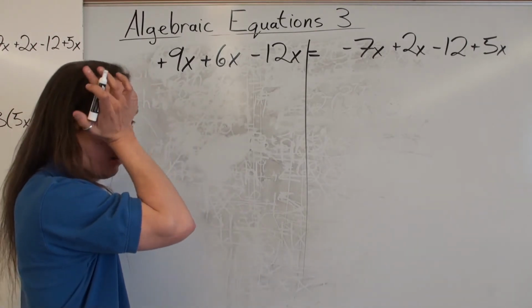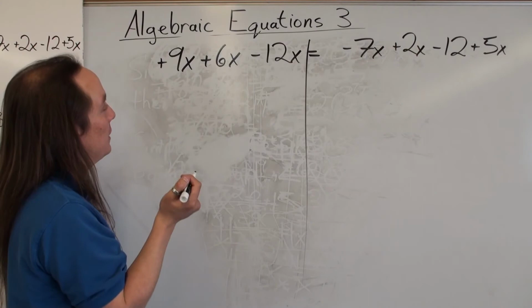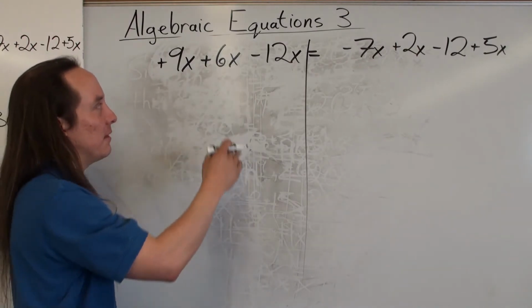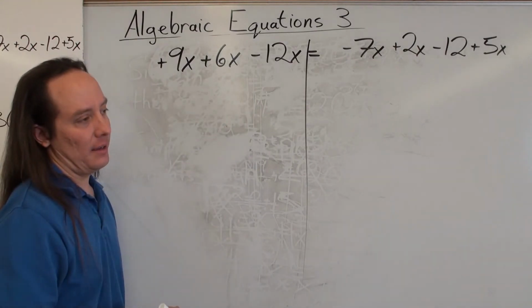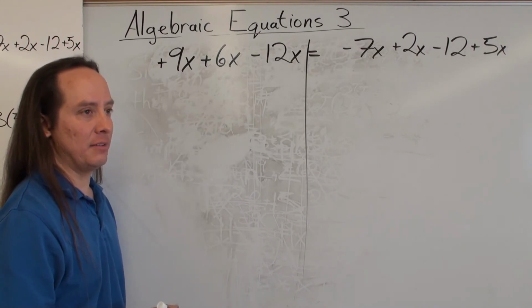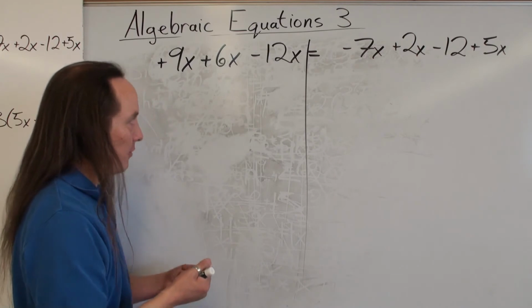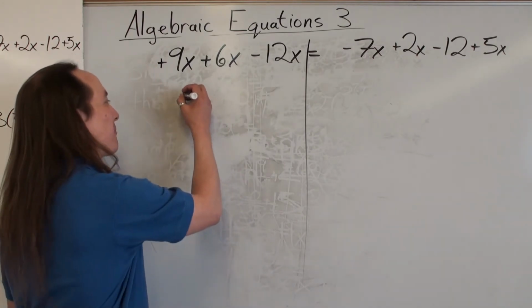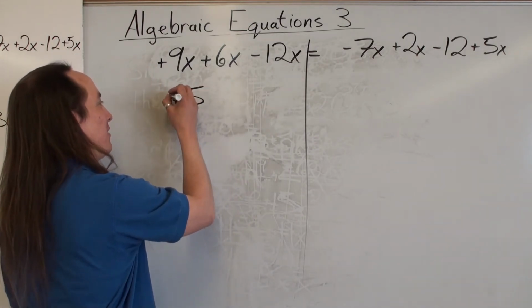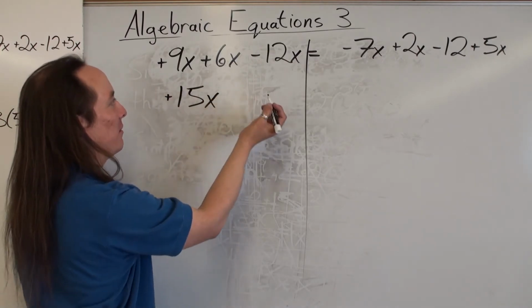Oh, sorry, my eyeball itches. So 9x plus 6x is, what is that? That's 15x, I believe. 9, 10, 11, 12, 13, 14, 15. Yeah, it's 15x. Again, it's okay to use your fingers. Gosh, people, don't take yourself so seriously.